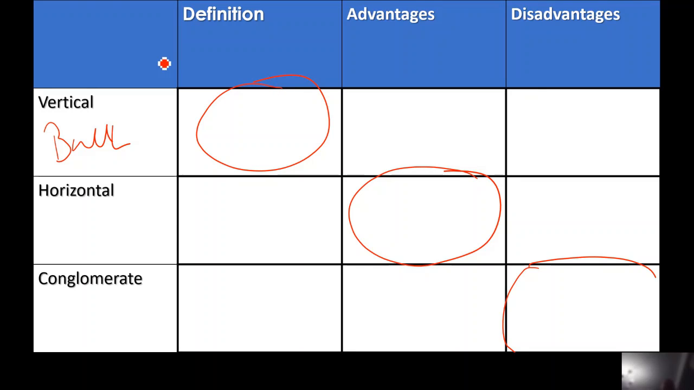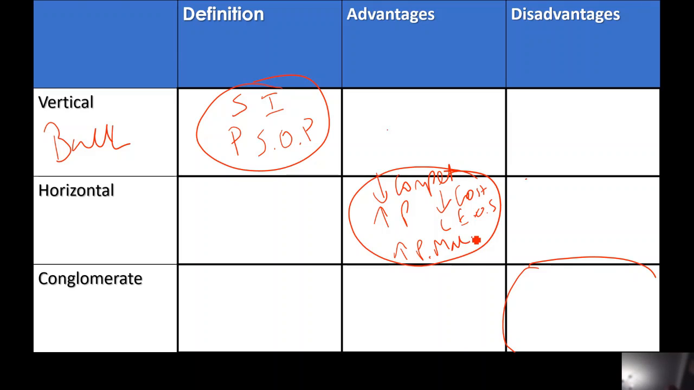Okay, so remember the definitions always talk about industry and stage of production. So vertical backwards is same industry, I'm just going to put SI, and previous stage of production. So SI, PSOP stands for same industry, previous stage of production. In terms of horizontal, the advantages, that was same industry, same stage of production. It was about reducing competition, increase in prices, reduction in costs due to economies of scale, and then an increase in the ability to profit maximize.